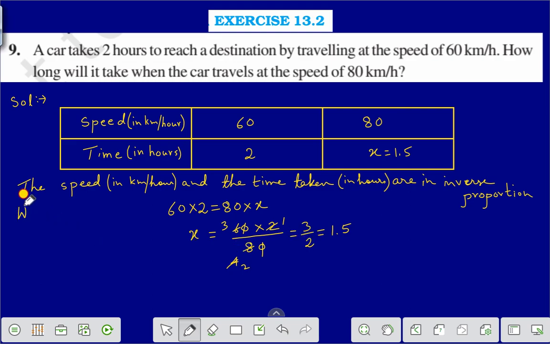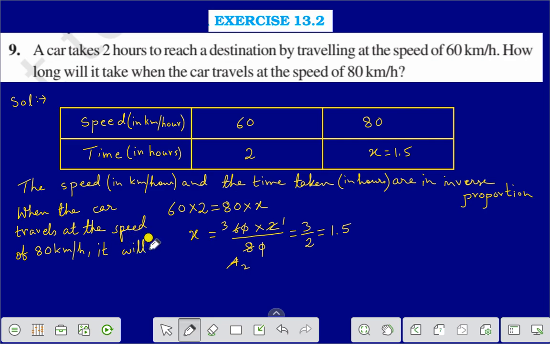When the car travels at the speed of 80 km per hour, it will take 1.5 hours. That is the answer.